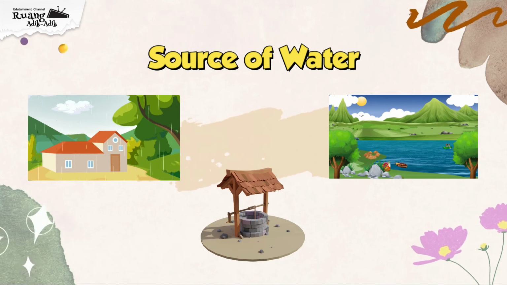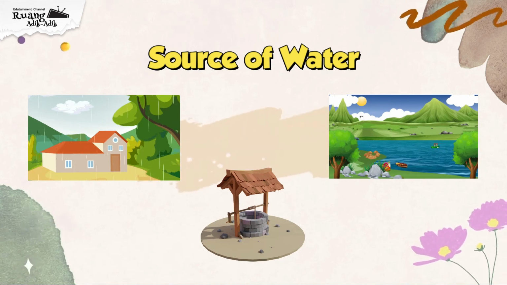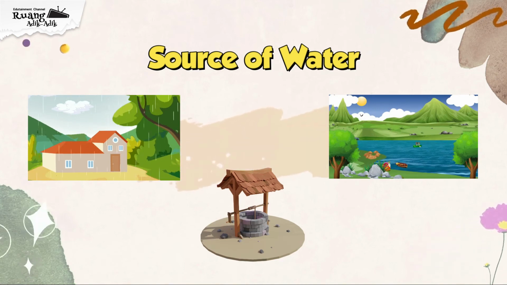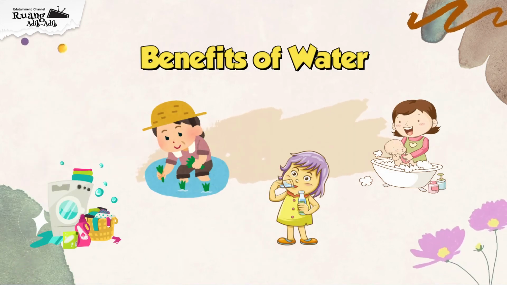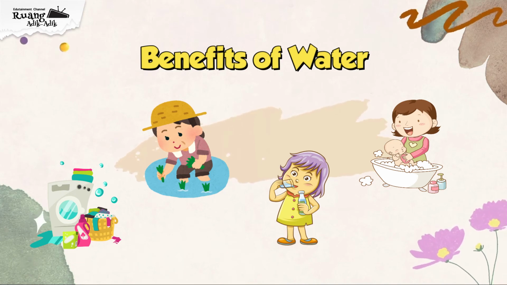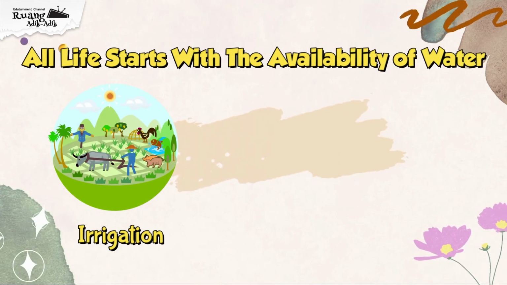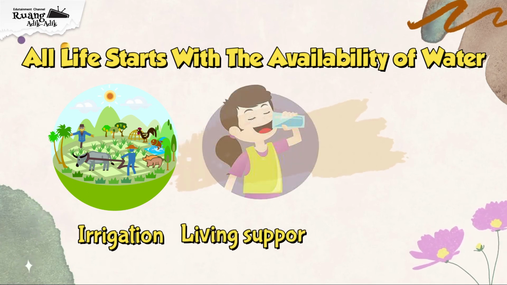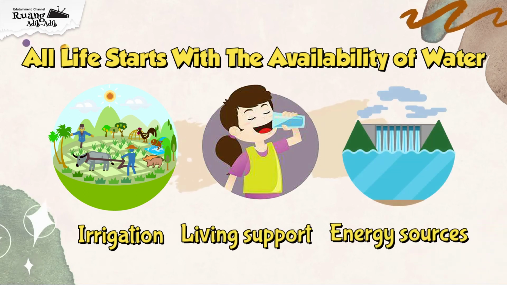Those are the sources of water. Right now, I will explain what the benefits of water are for humans. Water has important benefits for life. All known forms of life depend on water. Water is needed for irrigation, living support, and energy sources.